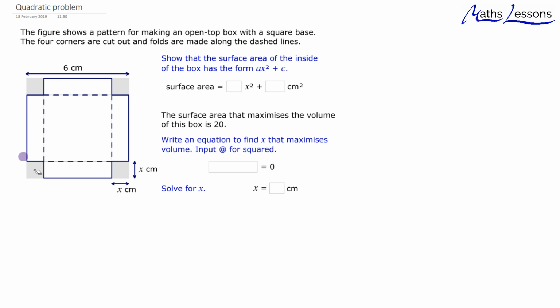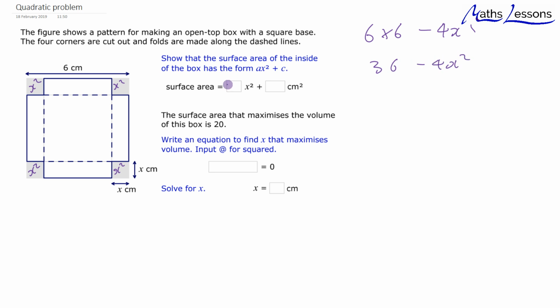We know that the whole grey area in the background is 6 times 6. Okay? And we know that's going to be x squared, that's going to be x squared, that's going to be x squared, and that's going to be x squared. So we get minus 4x squared. So we get 36 minus 4x squared.